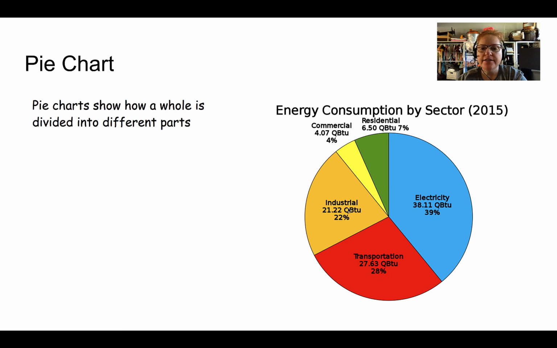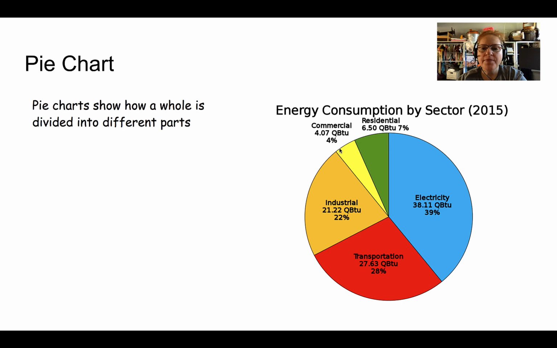The industrial business used 22% of all the energy consumption. Electricity used 39% of the total consumption. And then we have commercial, like the little stores, fast food, restaurants, things like that, used 4%.